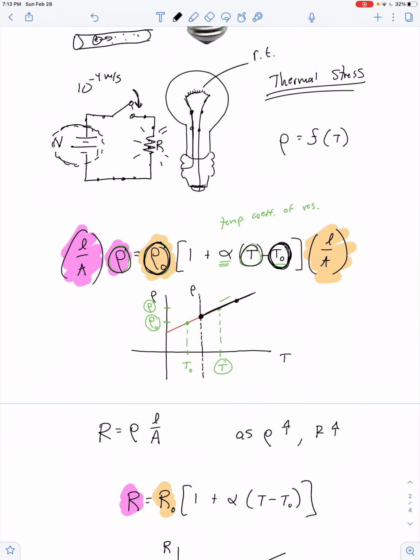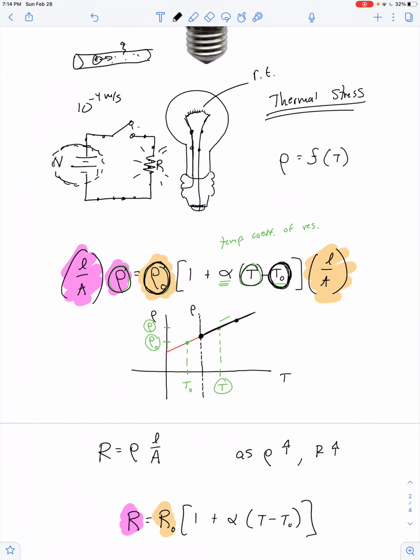Now, we open the switch back up, and then the current goes away, but the vibrations of these molecules, of these impurities, doesn't instantly go away, right? There's a very gradual return to room temperature as heat is radiated away from the light bulb. So there's a rapid thermal expansion when the light bulb is first turned on, but a very gradual thermal contraction back to room temperature. And so imagine you can do your own experiment.